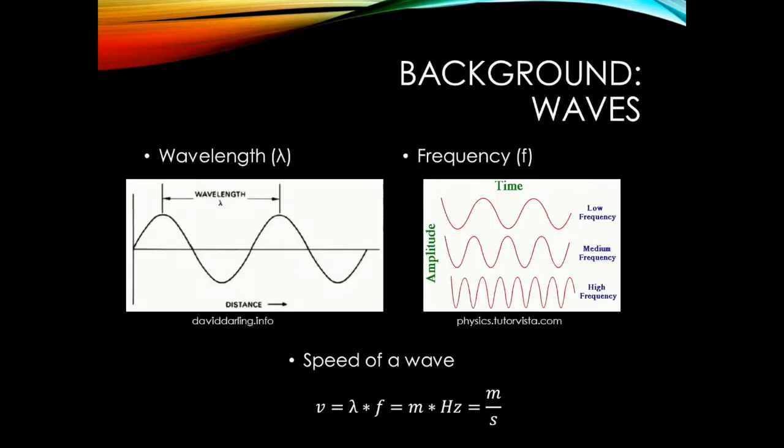Before we begin, let's review some background on waves. The wavelength is defined as the distance between crests on a traveling wave. The frequency is the number of crests within a given window of time. Also, remember the fundamental relation between the speed of a wave and its wavelength and frequency. The speed is equal to lambda times f, or the wavelength multiplied by the frequency.